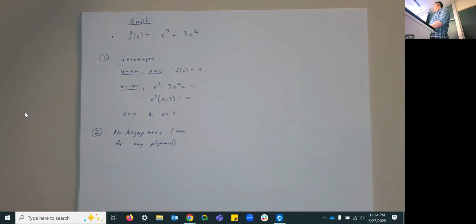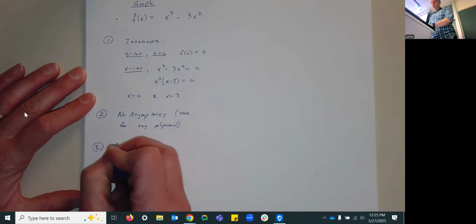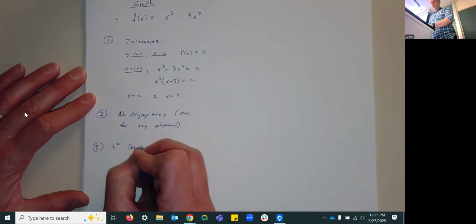All right, and then we like to move on to what I usually refer to as the first derivative stuff. So we're going to find the first derivative, we're going to find the critical points, and then we're going to find the sign chart telling us where the function is increasing and decreasing. So the first derivative stuff.